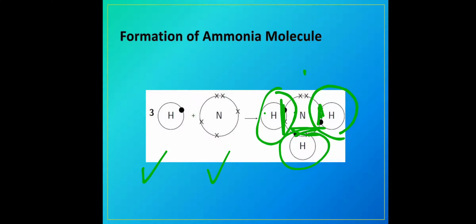And it leaves 2 electrons in the valence shell which are totally not used. That means they do not take part in bonding. So these electrons which do not take part in bonding are called a lone pair of electrons. So this lone pair of electrons is present in the ammonia molecule. So ammonia has one lone pair of electrons.